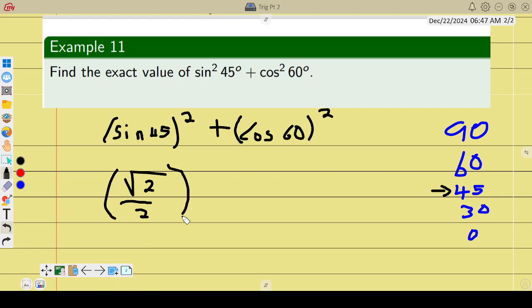And then we have our square there, plus what is cos 60? So on this one, on 60, how many things are on top of 60? How many numbers are there? We have 1, so that is root 1. Root 1 is just 1. We did this. So 1 over 2. The denominator is always 2.